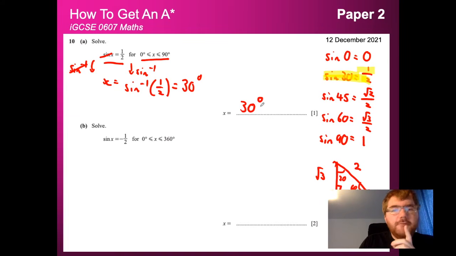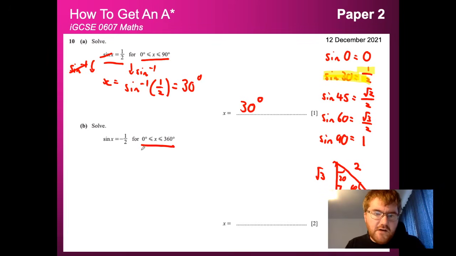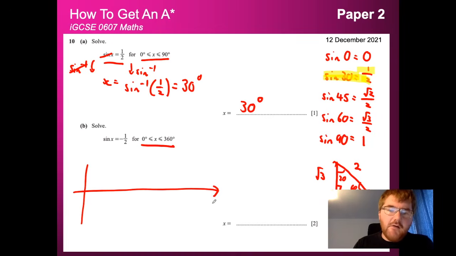Where students often fall down is this kind of question here, so part B. Sine x equals minus a half between the domain of 0 and 360. Generally the way I teach this at iGCSE level is to use the symmetry of graphs. So if I draw the graph of sine between 0 and 360 degrees, remember this is a non-calculator paper, so I pop in 360 and the normal values of 90, 180 and 270.